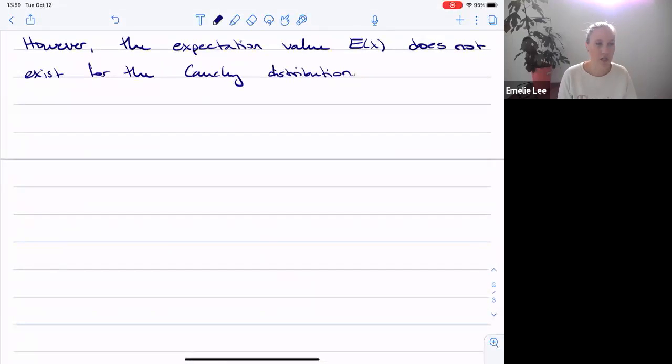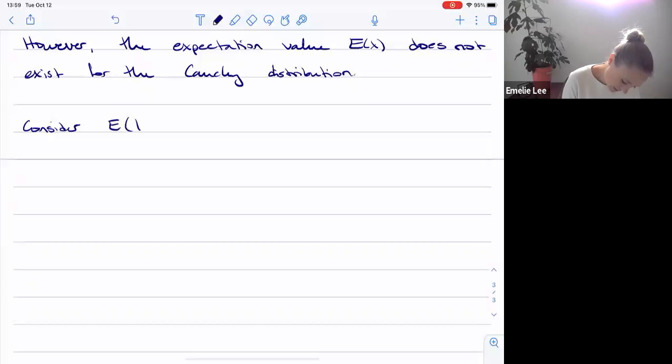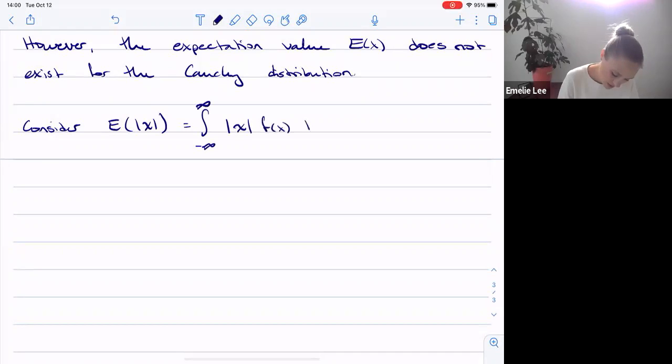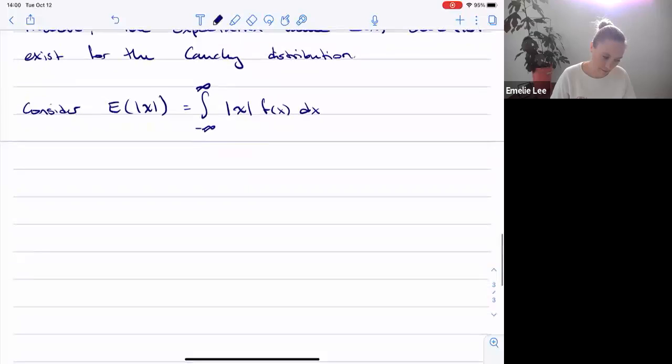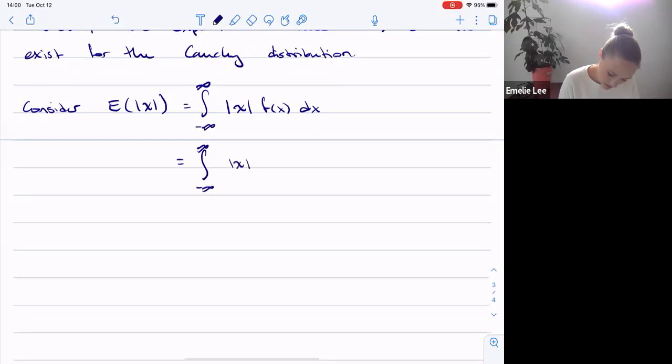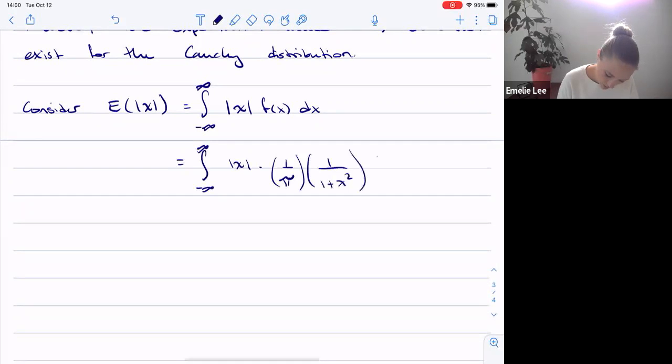So what we can do, I'm going to start on a fresh page here. Or maybe I'll say, consider the expected value of the absolute value of X, which is the integral from negative infinity to infinity, oops, that didn't look like infinity. Sometimes I feel like I need an infinity stamp. All my infinities look lopsided. Of the absolute value of X times f of X with respect to X. So what we can do is replace the f of X with the actual PDF for the Cauchy distribution. Okay, so let's start there. Negative infinity to infinity of the absolute value of X times 1 over pi times 1 over 1 plus X squared dx.